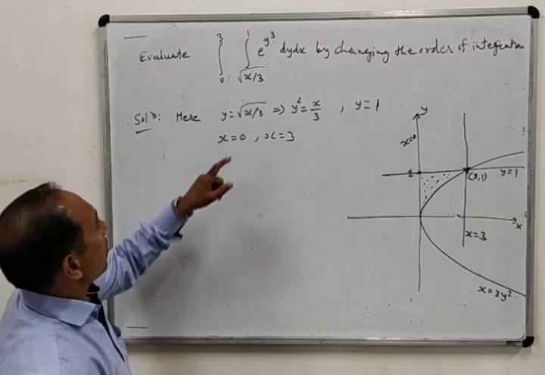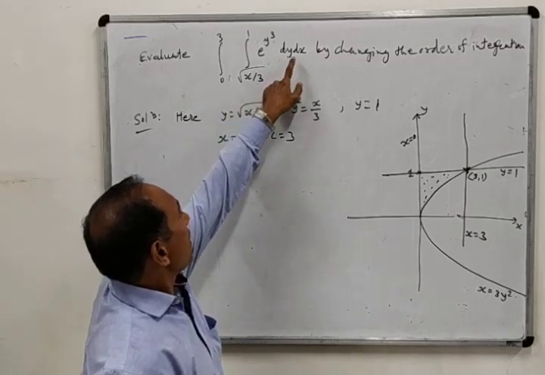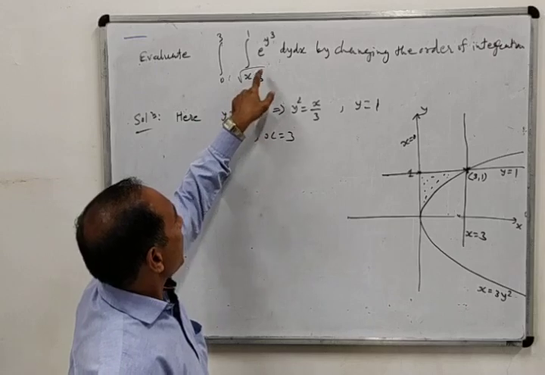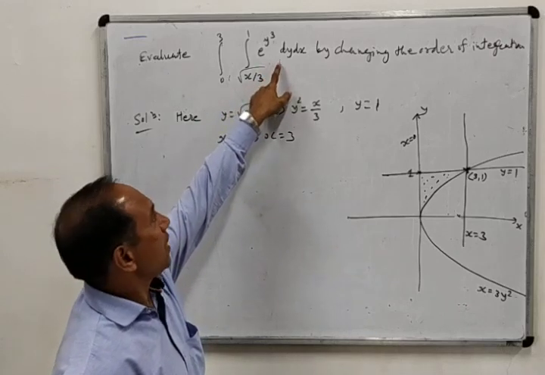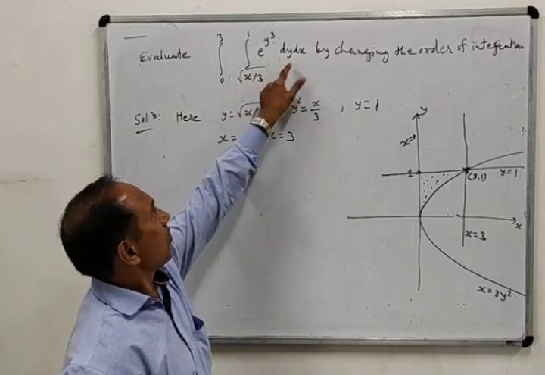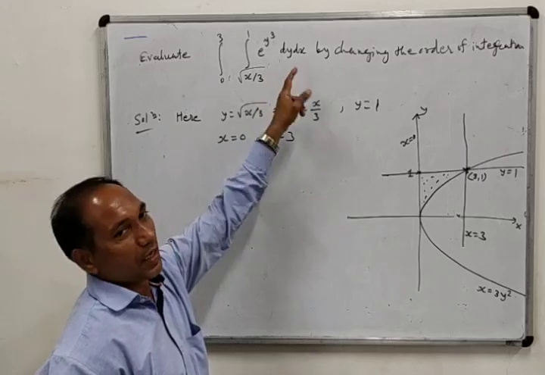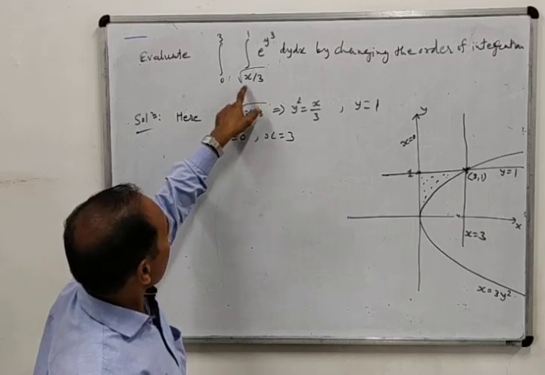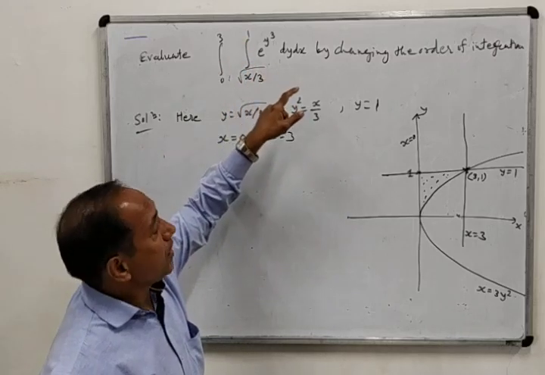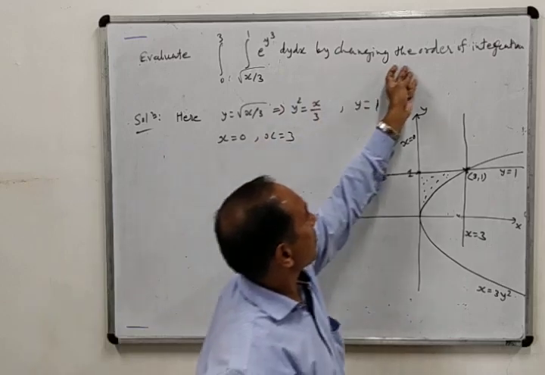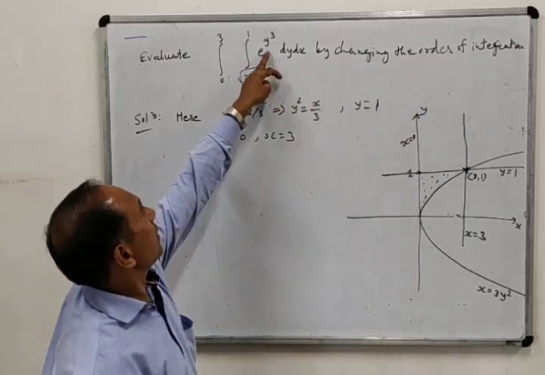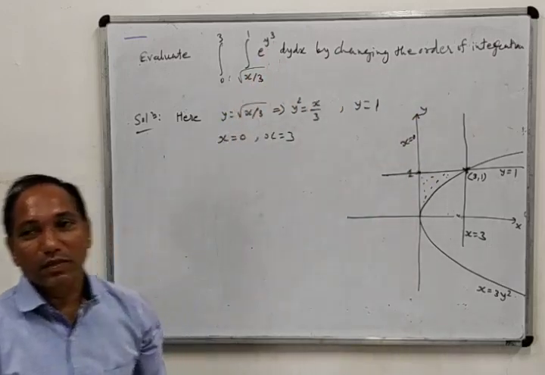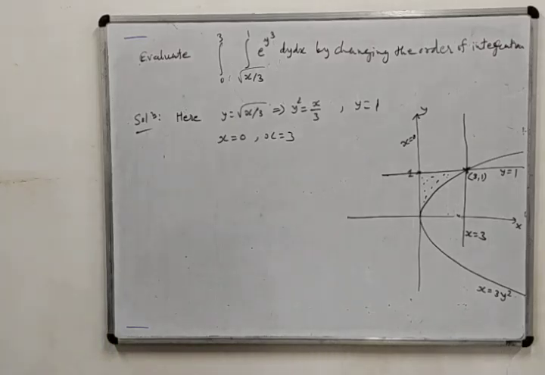Now we want to change the order, because here dy dx is written and these are the limits of y, so the first integration is with respect to y. We want to change the order of integration. That means we will now write dx dy and integrate with respect to x, so we will require the limits of x. Remember that e raised to y cube is there, so it is not possible to integrate with respect to y directly. So we must change the order of integration.